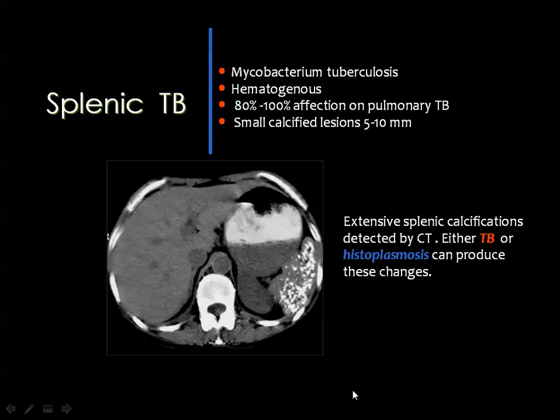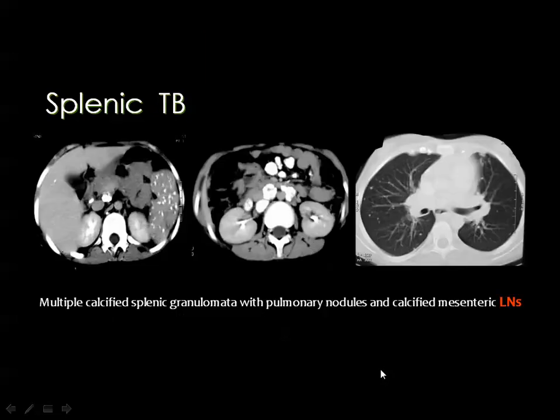Then in order to diagnose splenic tuberculosis, especially in the healed state, you will see that the spleen is affected by multiple calcific foci scattered throughout the splenic parenchyma, and this is diagnostic of TB of the spleen.